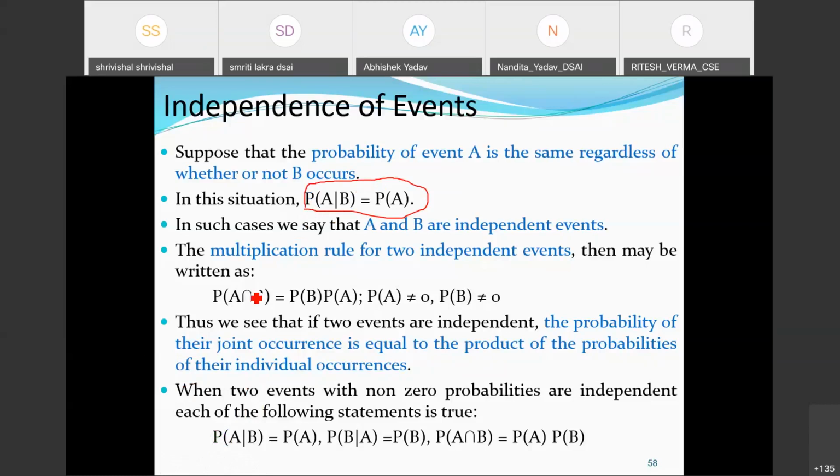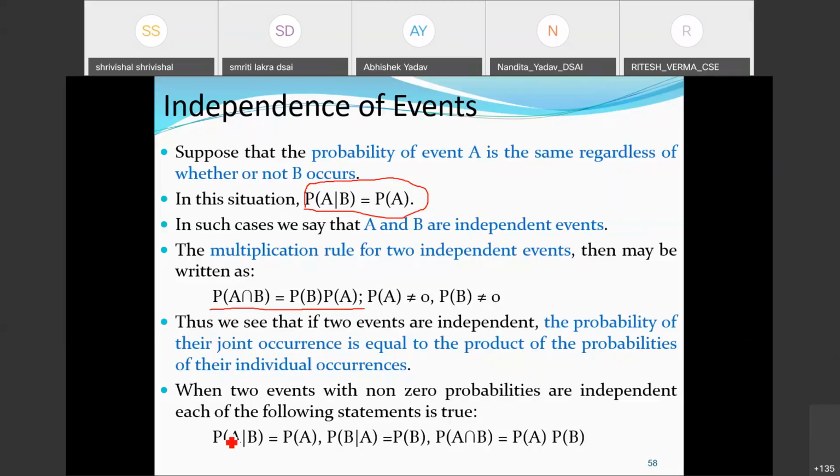And second, if we further extend it in the case of the multiplication rule, as the events are independent in nature, then we could write P(A and B) is equal to the probability of B multiplied by the probability of A. Correct? Thus we see that if two events are independent, the probability of their joint occurrence is equal to the product of the probabilities of their individual occurrences. And because they are not dependent, there is no dependency in the successive events which are happening.